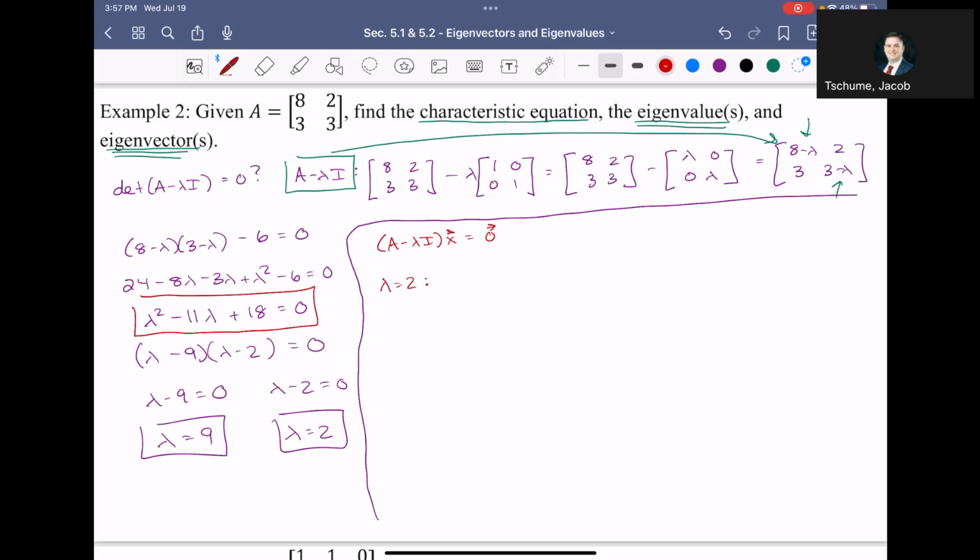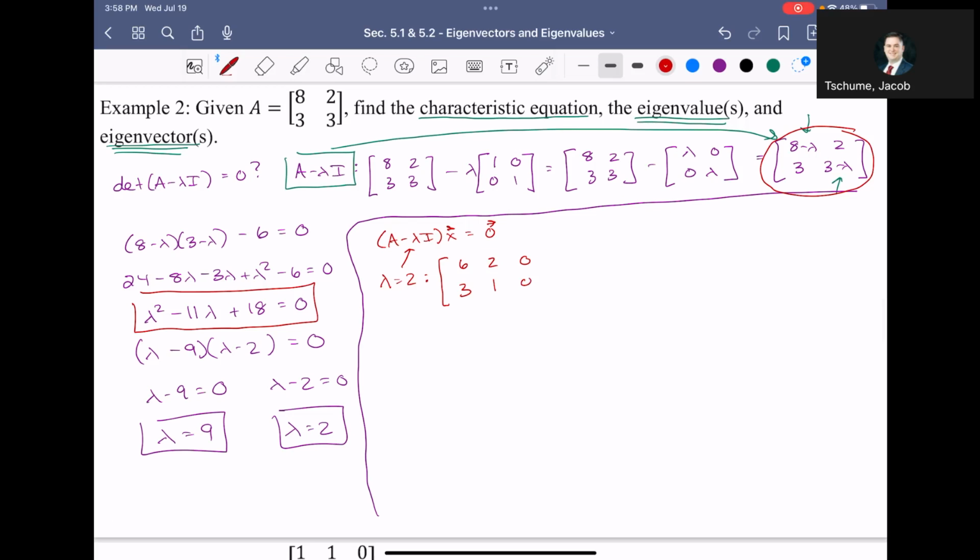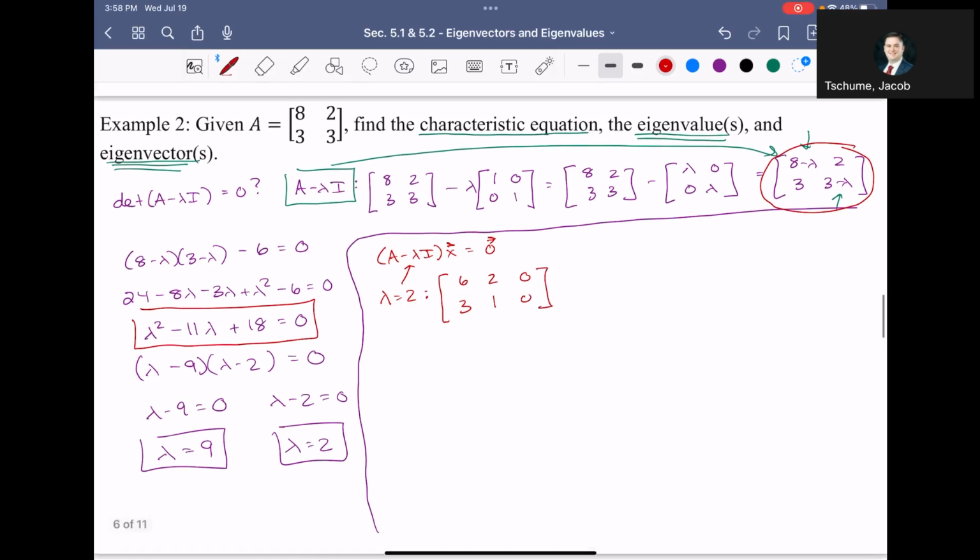So for lambda equals 2, what you're being asked to do is take 2 and plug it into your A minus lambda I. So now I'm going to go back up here to the top right, and I'm going to let those lambdas be 2's and simplify them. So when I plug that in, you should get 6, 2, 3, 1. And since I'm trying to solve the homogeneous equation, to create the augmented matrix, I need to add the 0 vector on the end.